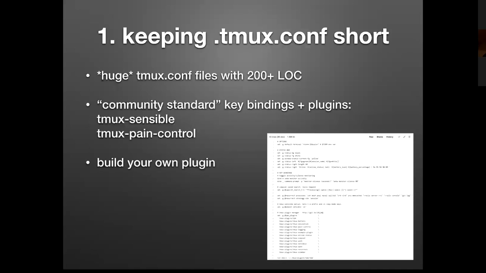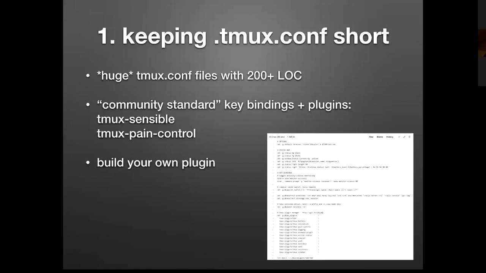Okay. So first, keeping tmux.conf short. What I've noticed is there are some users on the internet that have huge tmux.conf files. I've seen tmux.conf files with more than 200 lines of code, and that's just huge and unmanageable. I'm sure those users don't even know what they have in their tmux.conf files. So what would I recommend? I just checked today, and I have a tmux.conf file that is just 42 lines of code. You can see it in the screenshot below, and that is with the white space and with the comments. So, I think that's really manageable.